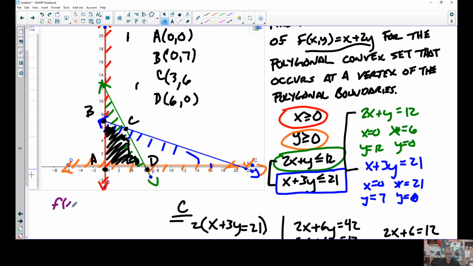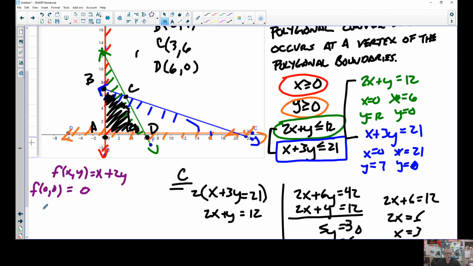So if my function, again, my function f of x, y is equal to x plus 2y, I'm going to find f of 0, 0. So I need to find f of 0, 0, which would equal 0, right? f of 0, 7 would be 0 plus 14, or 14. And then I need f of 3, 6.